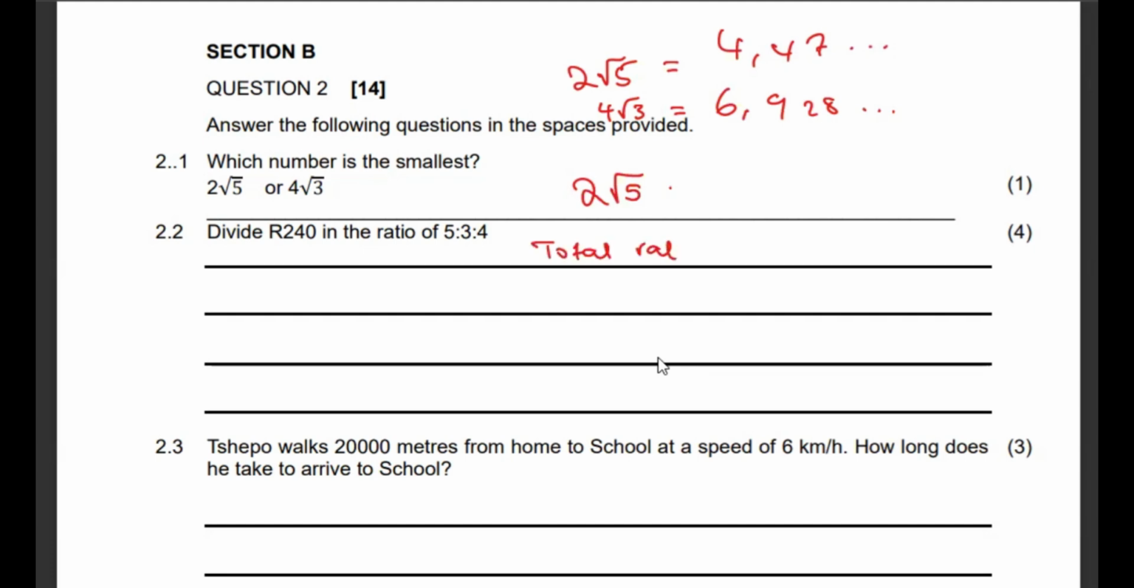Okay, total ratio, we just add up. So 5 plus 3 plus 4, which becomes a 12. Then we get 240 divided by 12. What will each ratio part take? It's going to be 20. So with a portion of 5, it's going to be 5 times 20, which is 100, and then 3 times 20, which is 60, and then 4 times 20, which is 80.